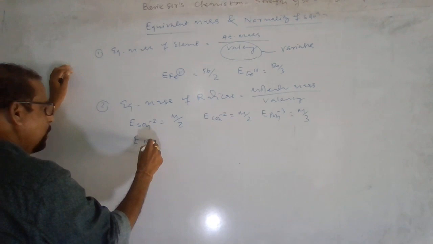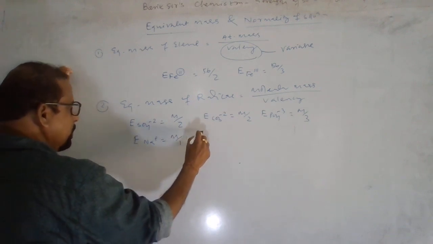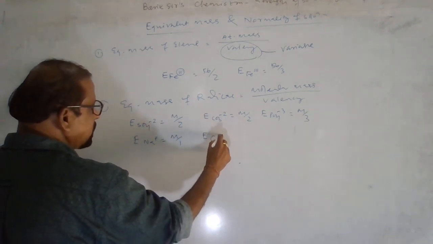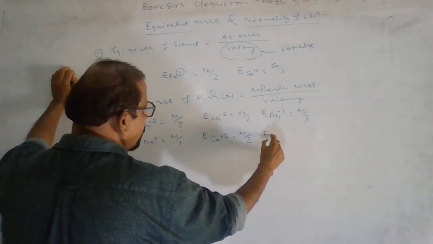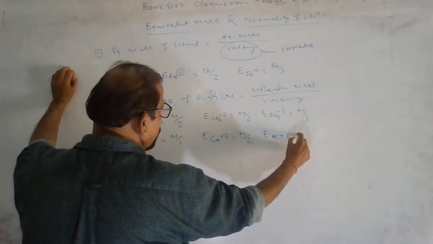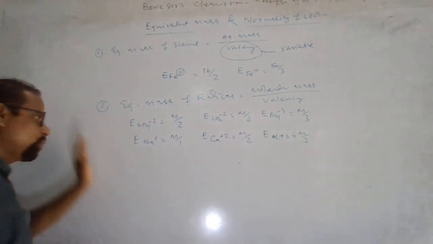Equivalent mass of a plus 1 ion is the molecular mass by 1. Equivalent mass of calcium plus 2 is the molecular mass by 2. Equivalent mass of Al plus 3 is the molecular mass by 3. So this way we can calculate.